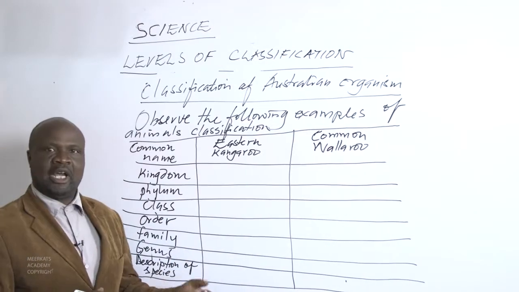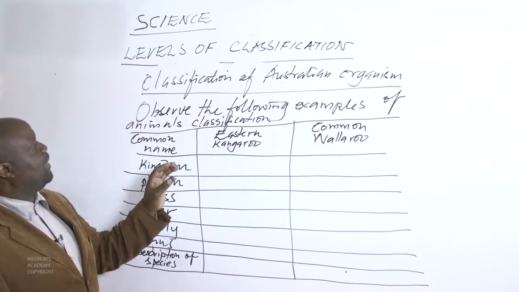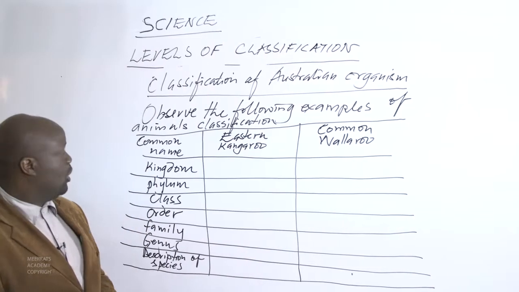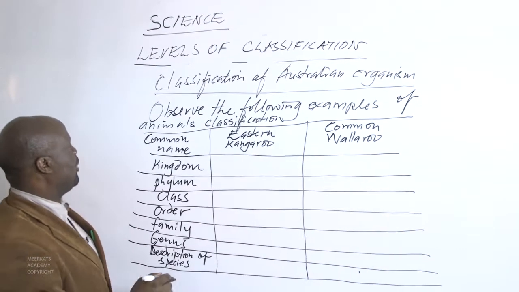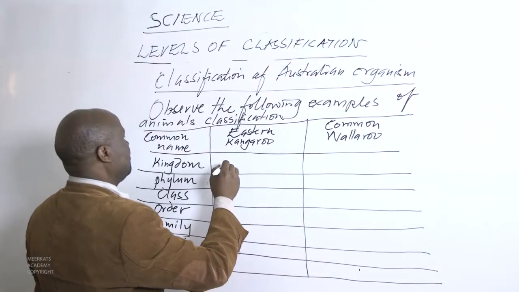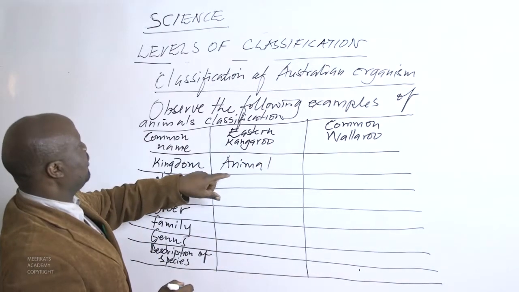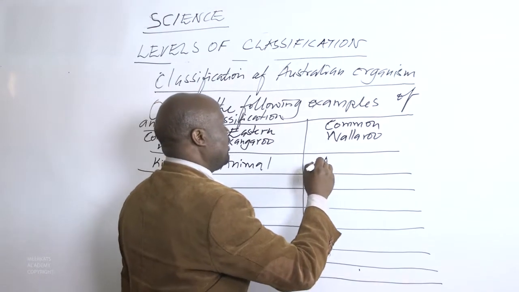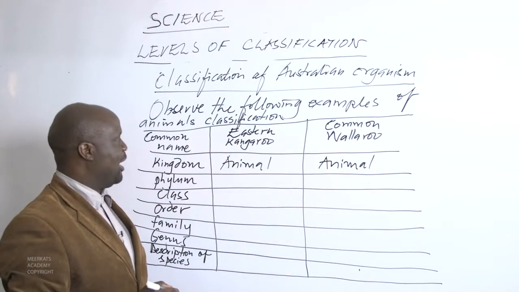Now, we want to see how we can classify the eastern kangaroo and the common wallaroo. When we start with the kingdom, they all belong to the animal kingdom, so we can write animal here. The eastern kangaroo belongs to a kingdom called animal. The same with the common wallaroo, it also belongs to the animal kingdom. So both are in the animal kingdom.